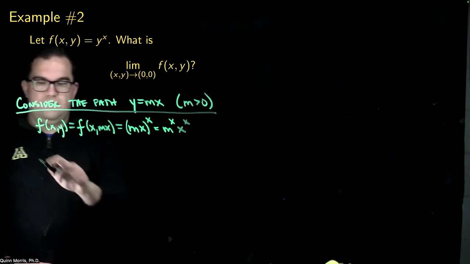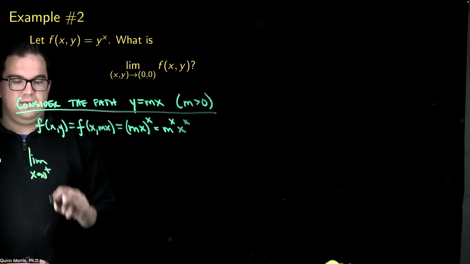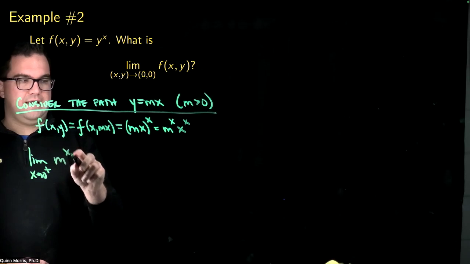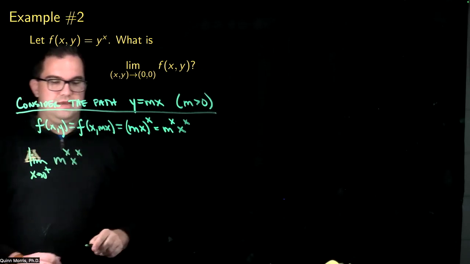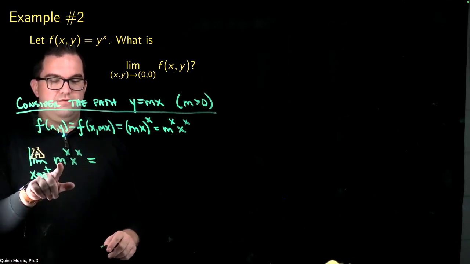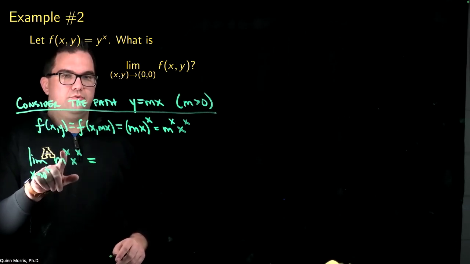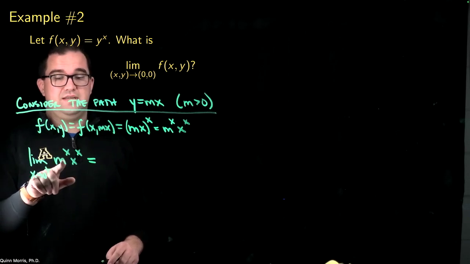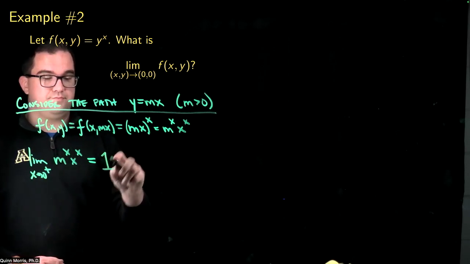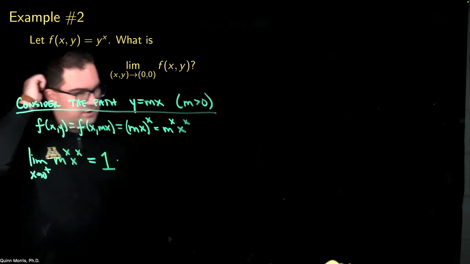Now I want to know what the limit is. Again, I want to stay in the positive quadrant, so I'm going to look at the limit as x approaches 0 from above of m to the x times x to the x. Well, the limit as x approaches 0 of m to the x, with m strictly positive: any positive number to the x power is a power function, which is continuous. You just plug in 0. Any positive number to the 0 power is just 1.